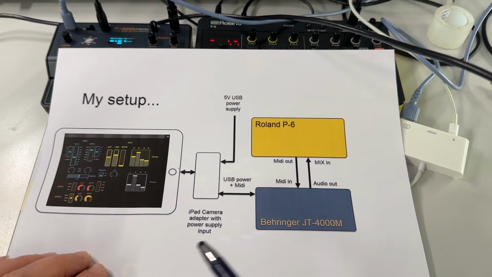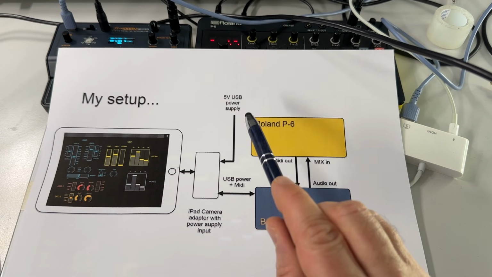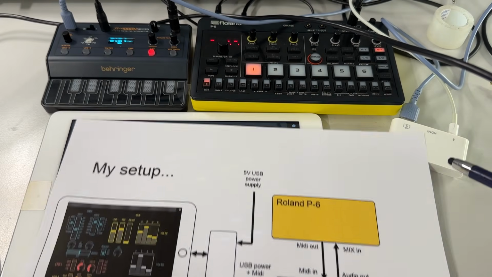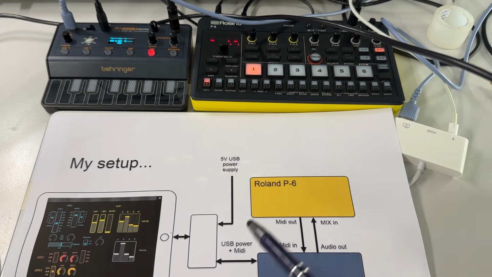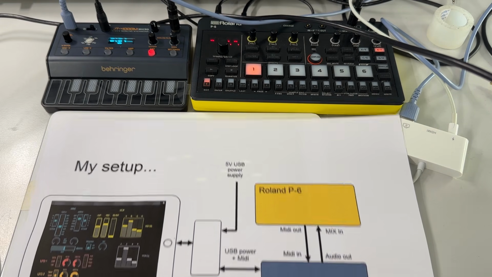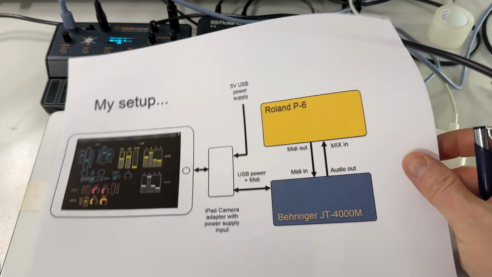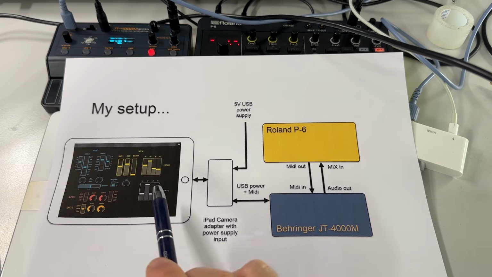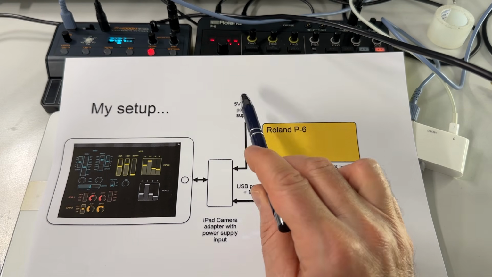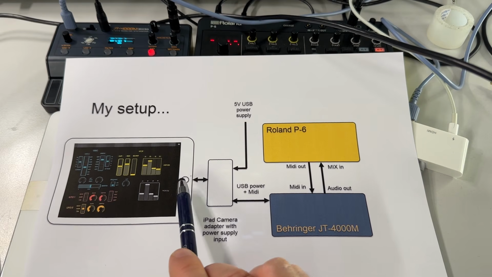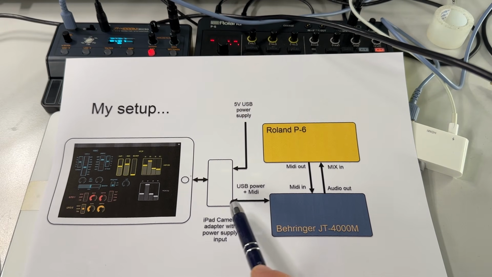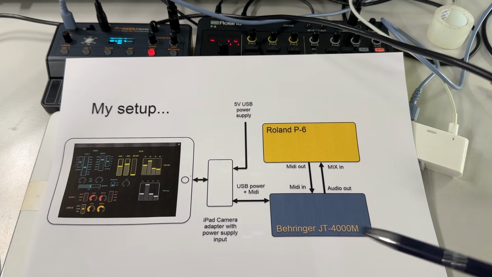Now, one thing important to keep in mind is that you need a camera adapter that also provides power supply, because the Behringer JT-4000 needs it. I think my iPad, at least this model of old iPad, cannot provide enough power to the JT-4000. That's why I need a 3-point adapter, one with power supply, connecting through Lightning, and then this being connected to the USB power plus MIDI of the JT-4000M.